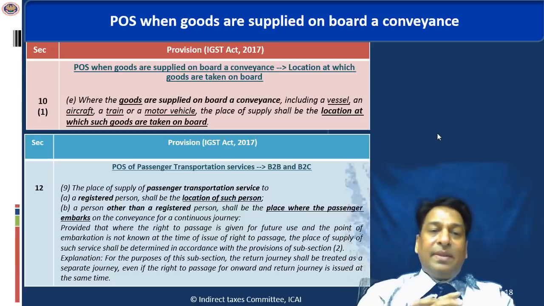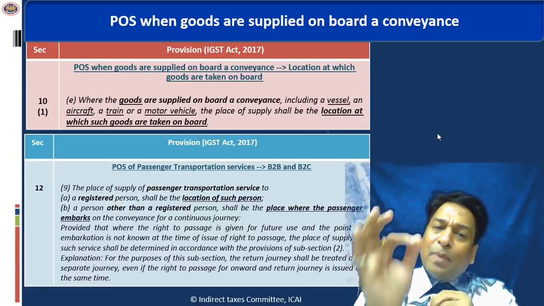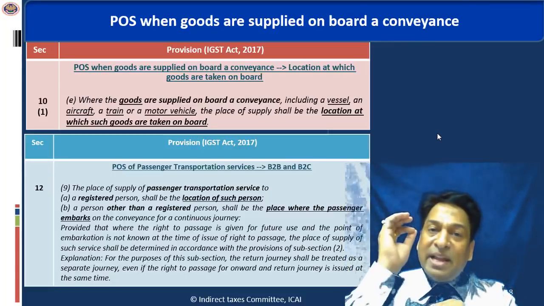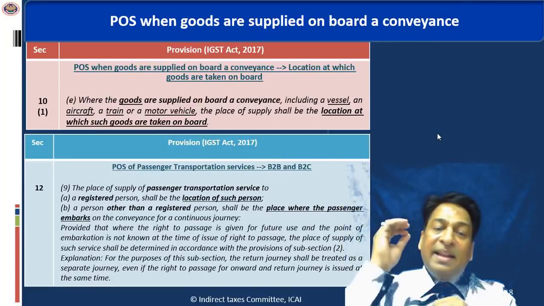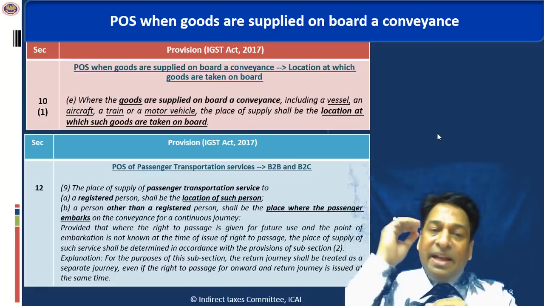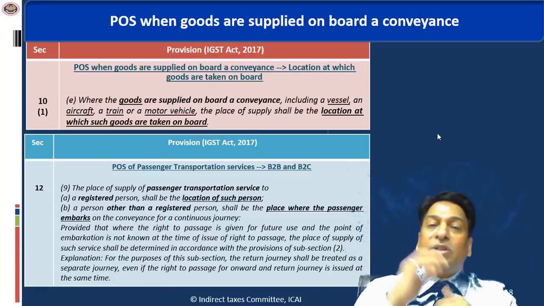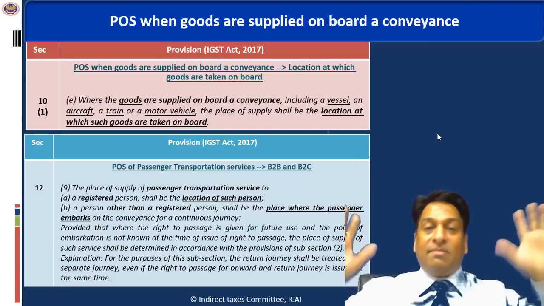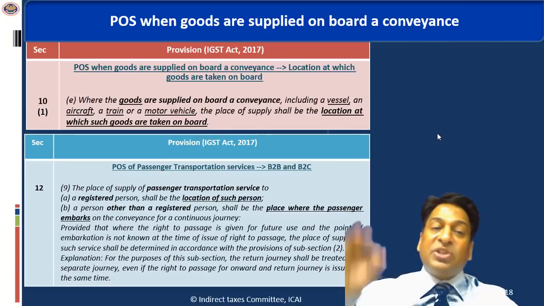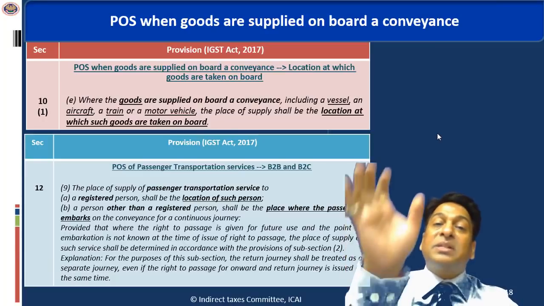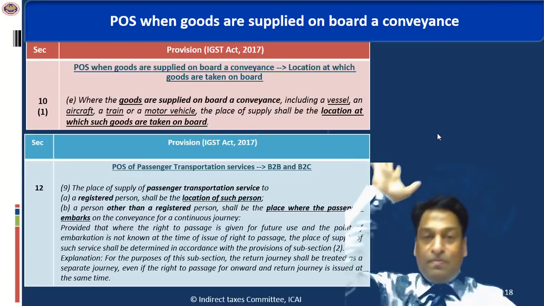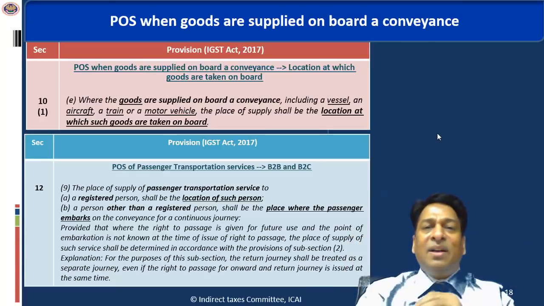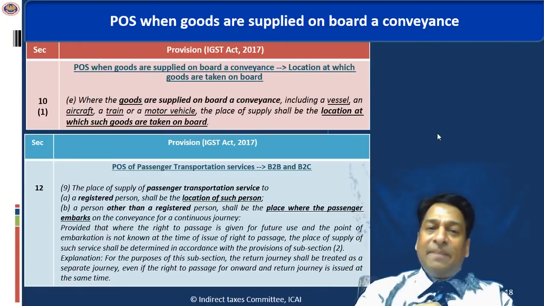10.1e says when goods are supplied on board a conveyance, including a vessel, an aircraft, a train, or a motor vehicle, the place of supply shall be the location at which such goods are taken on board. So just keep it in your mind, and I will discuss it with one instant practical case study.